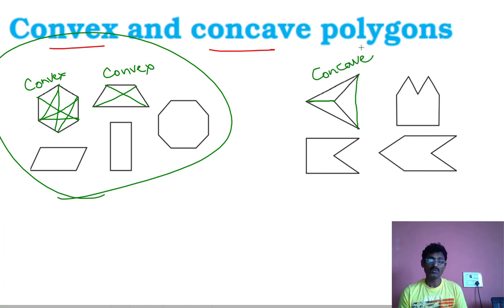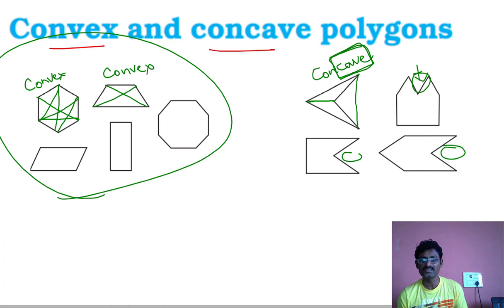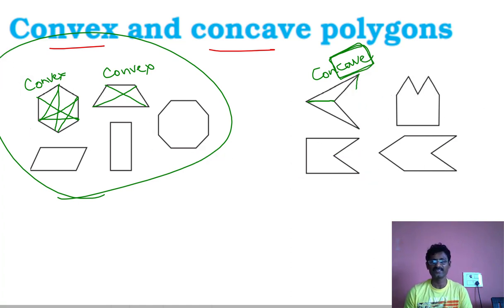To remember easily, you see concave. That means there may be one cave-like thing formed like this. So you see here, this is just like a cave. This is just like a cave. Okay. So these are said to be concave polygons. If you draw a diagonal like this, this is in the exterior of the polygon. Here also, these diagonals are in the exterior of the polygon. So these are said to be concave polygons.